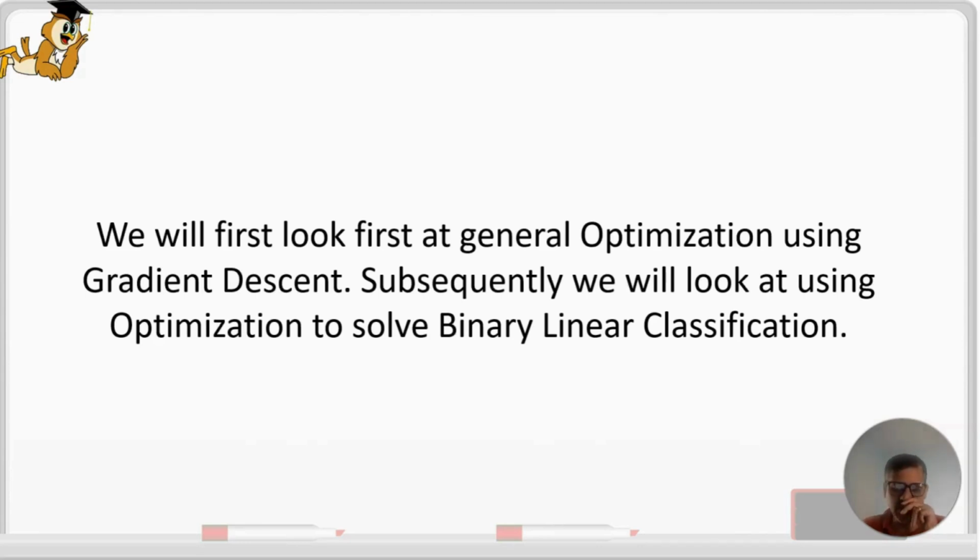Okay, so earlier I was going to consolidate all of this into a single lecture, but that would end up being about an hour and a half. So I have decided to break it up into two sections. In the first section, we will look at general optimization using gradient descent, and subsequently we will look at the binary linear classification, which basically got us here in the first place. Okay, let's get started.